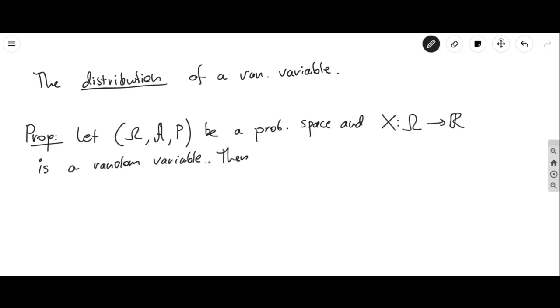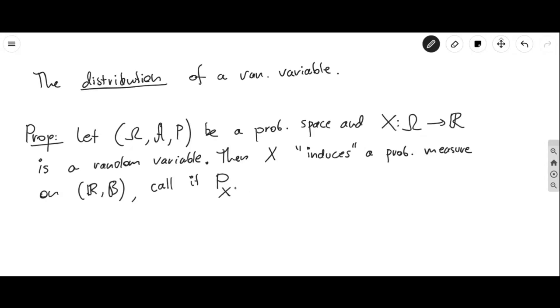Then X induces a probability measure on the Borel algebra. Let's call it P subscript X, as follows. The word induces is used a lot in mathematics, if you've never seen this word before. It basically means you're using one type of structure to create a new kind of structure.